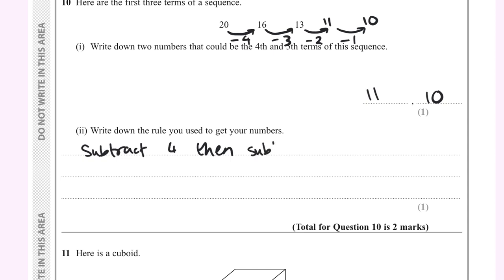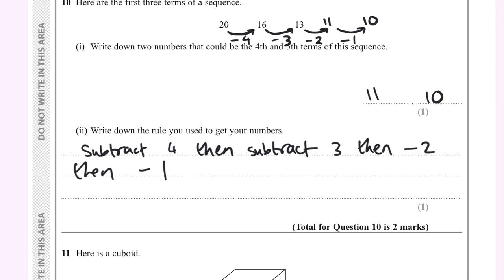Then subtract 3. Then, I might try -2 now. Then -1. Alright. That's fine. That's the rule. That's what you've done. No worries.